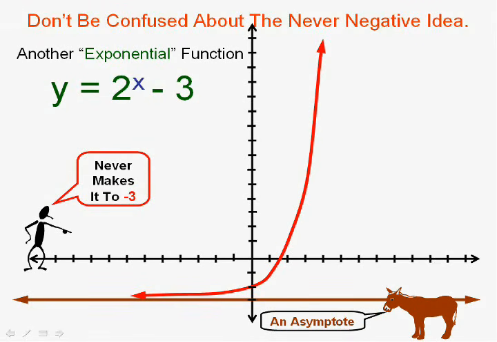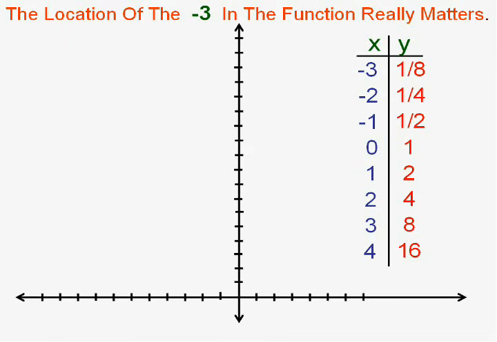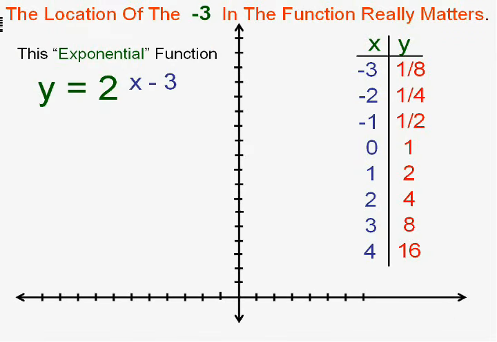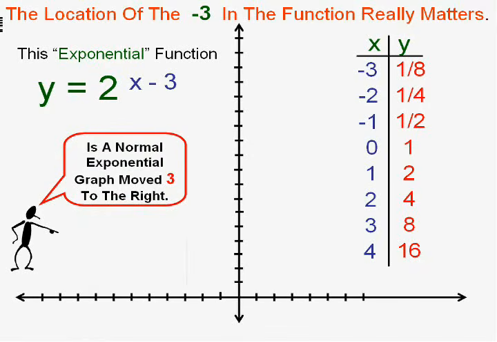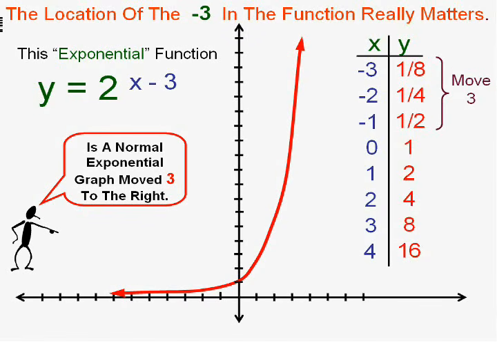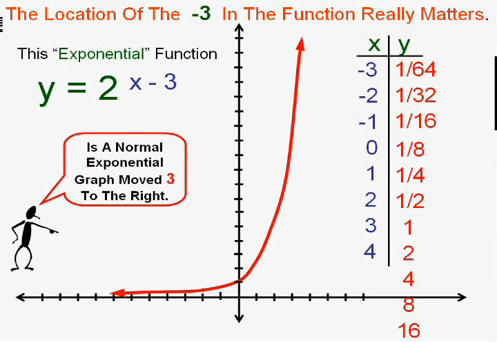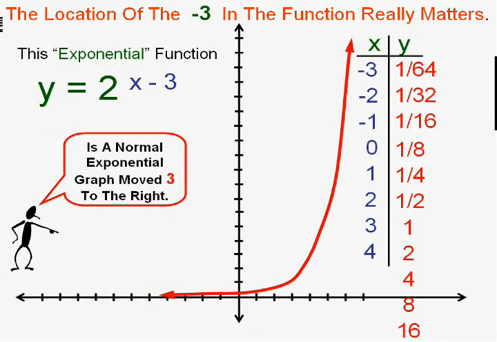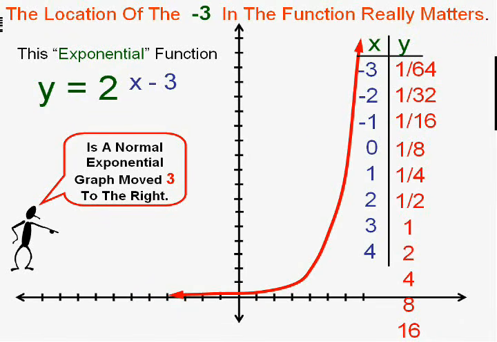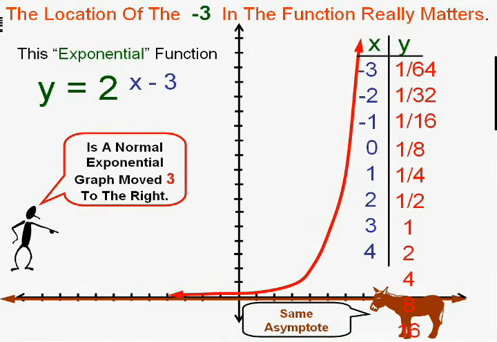Interestingly enough, what if we change the location of the minus 3? Let's try putting it in the exponent itself. Well, you know what will happen then? We'll get the same numbers, except it's going to actually be moved to the right. So I take y equals 2 to the x, and I'm going to move these values down 3 actually, and put in some much smaller values actually, and the graph will still move over, but it'll still have an asymptote.